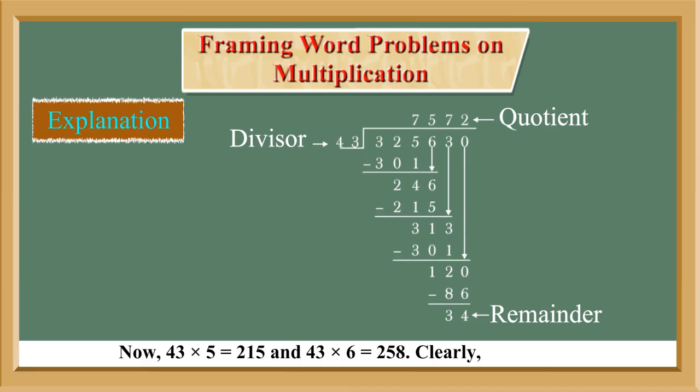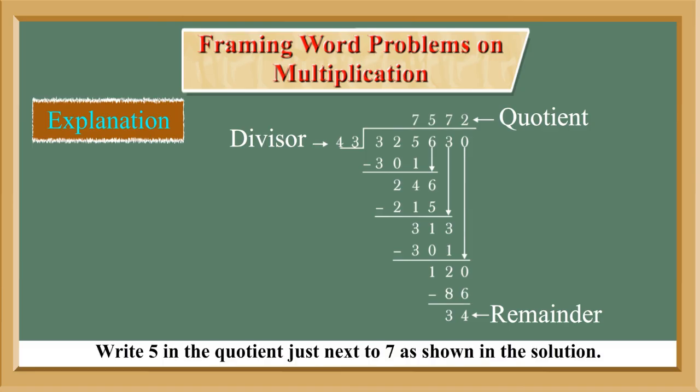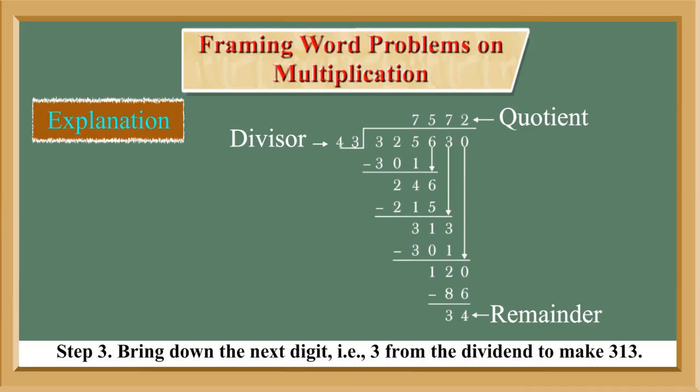Now, 43 times 5 equals 215 and 43 times 6 equals 258. Clearly, 215 is less than 246 and 258 is greater than 246. So, 43 is contained 5 times in 246. Write 5 in the quotient just next to 7 as shown in the solution. Write 215 below 246 and subtract. 246 minus 215 equals 31. Step 3. Bring down the next digit, 3 from the dividend to make 313.